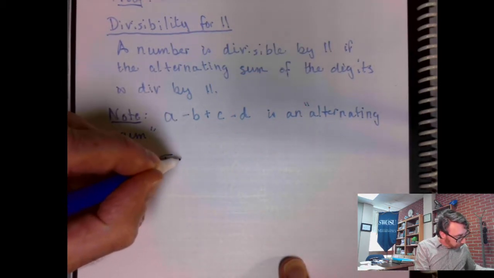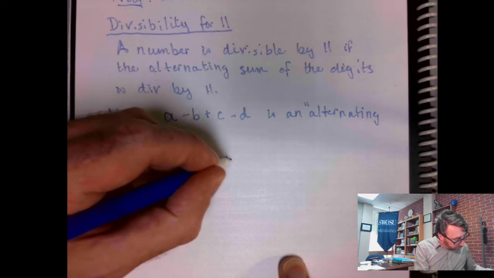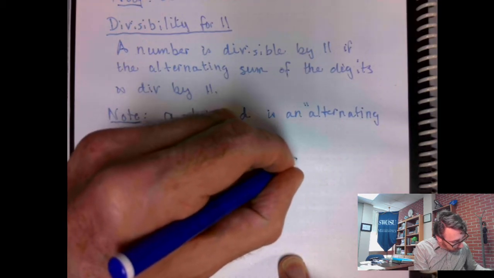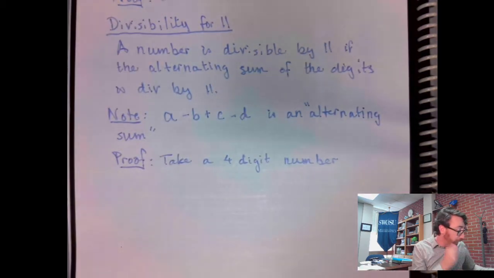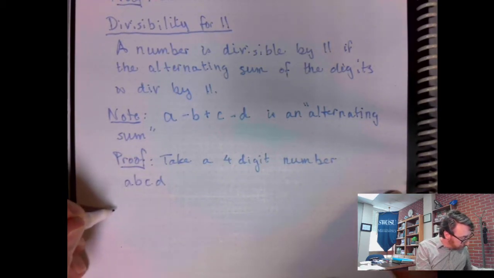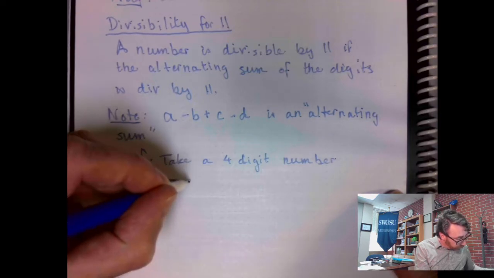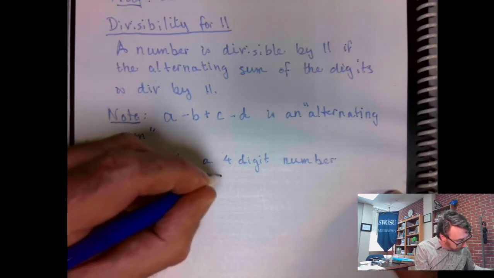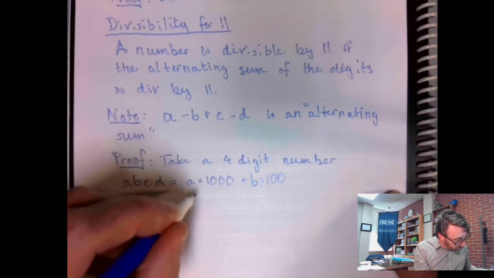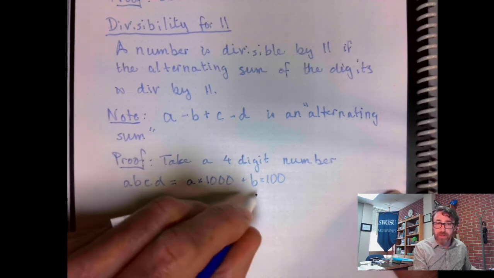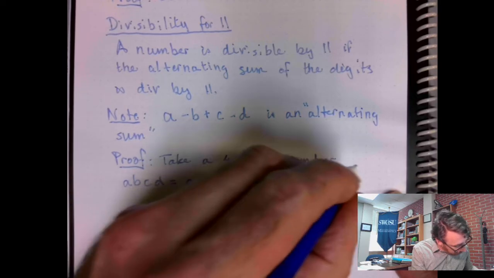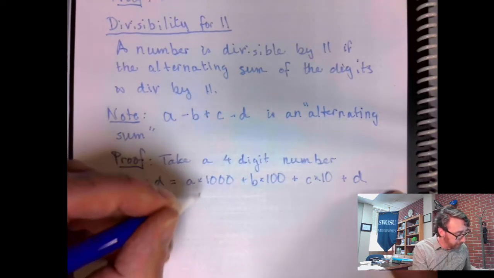So we're going to take a 4-digit number, A, B, C, D, and we'll write it out in expanded form. Okay, A is the thousands digit, B is the hundreds, C is the tens, and then we've got D.